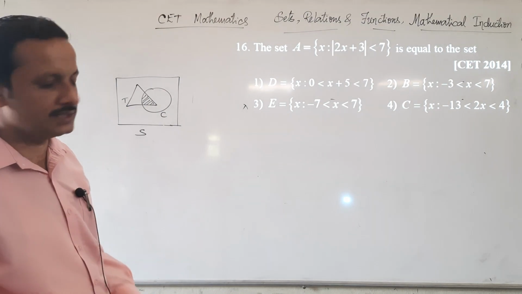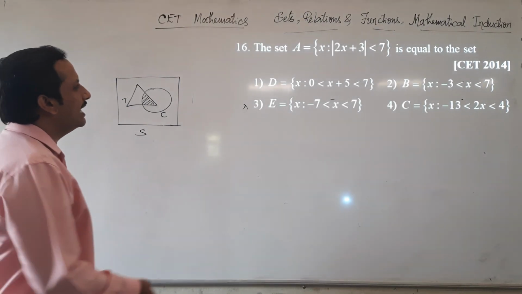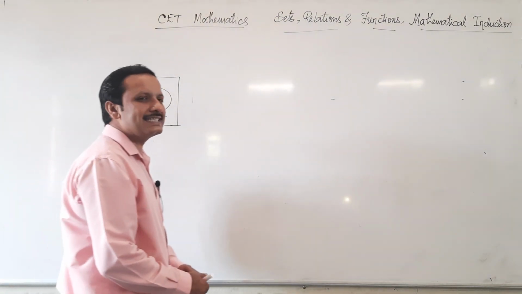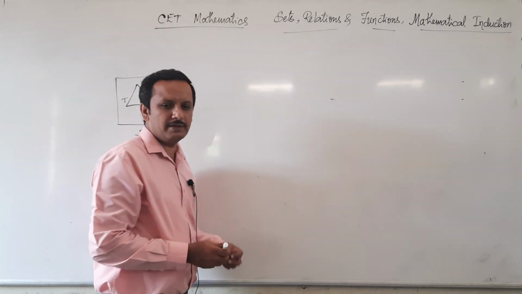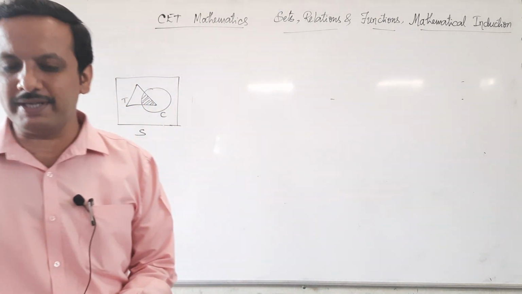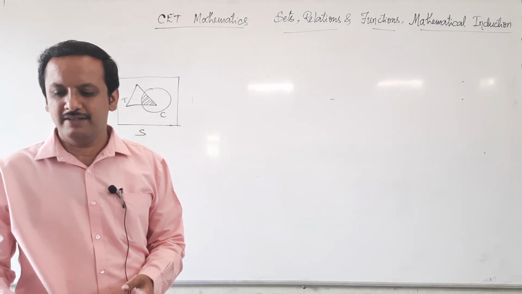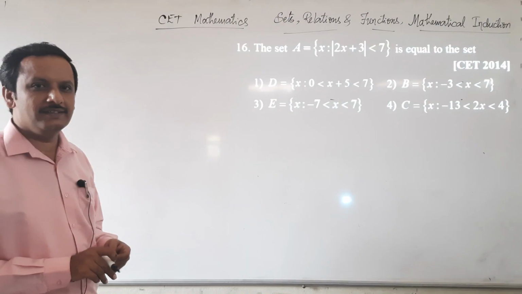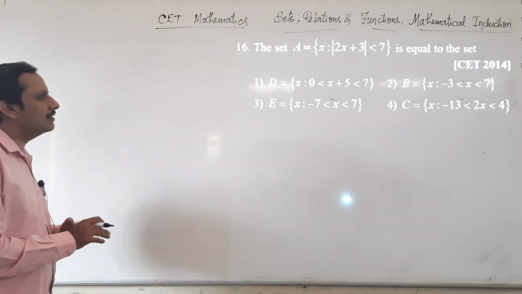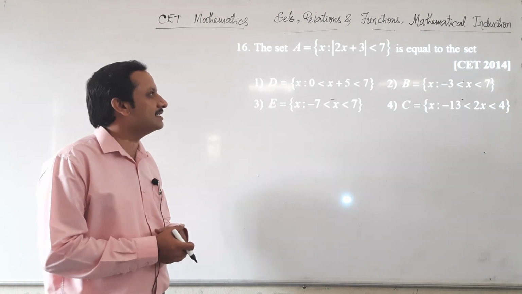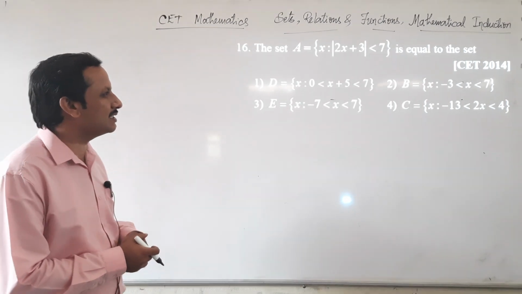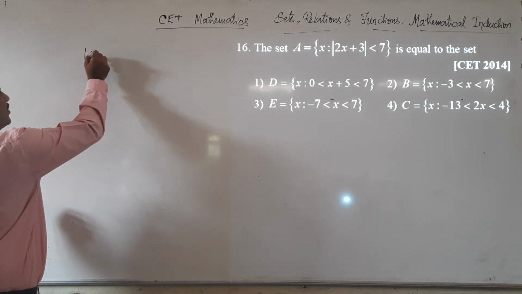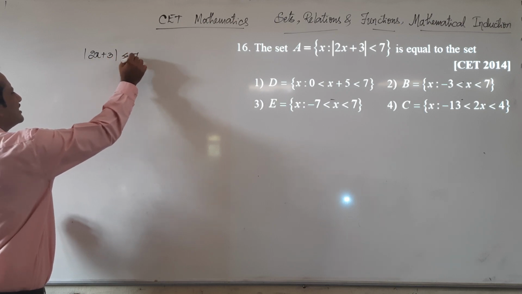Then 16th question. The set A is equal to x such that modulus of 2x plus 3 is less than 7. Okay. So, look at this question. The set A is equal to x such that mod 2x plus 3 is less than 7 is equal to which set? That is the question.